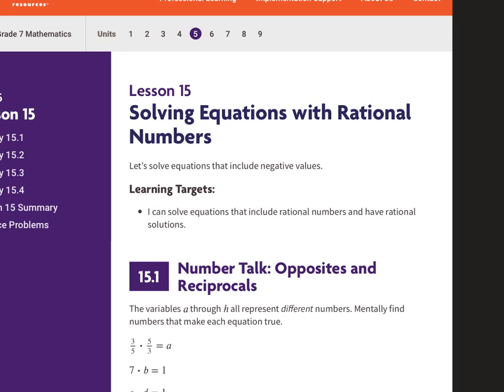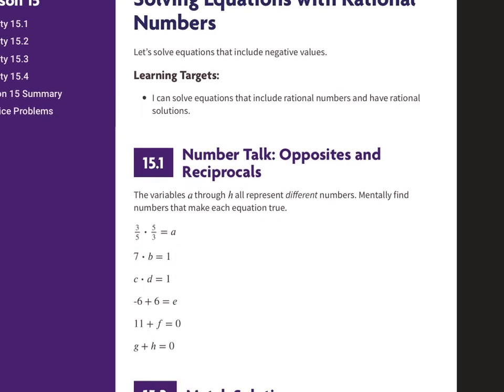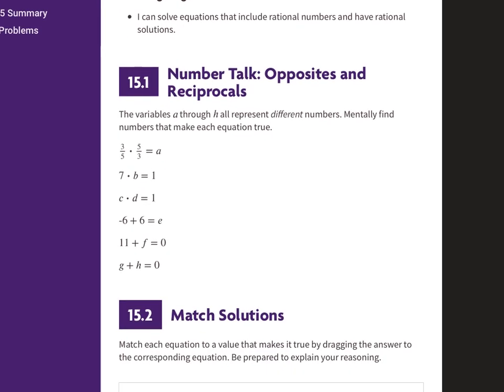All right, guys, last lesson of the unit that we're going to cover, lesson 15, solving equations with rational numbers, are on page 133 in your book. It says, let's solve some equations that include negative values. So I can solve equations that include rational numbers and have rational solutions. So 15.1, number talk, opposites and reciprocals.